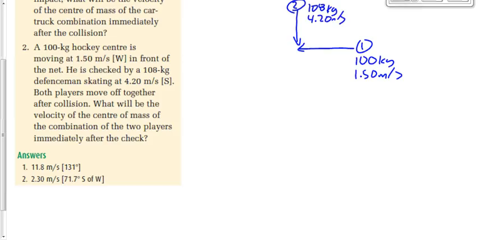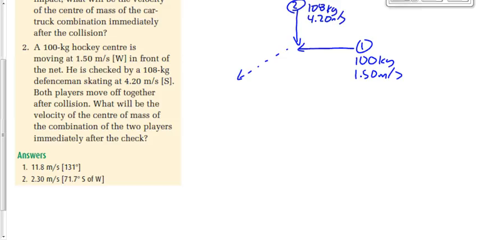They move off together after the collision. They embrace after the collision, and they head off as one. 2 hockey players hugging each other after this collision, going off somewhere southwest. Where exactly? We don't know exactly. We'll figure that out in a second. But we know the general vicinity is going to be south and west. We want to know the velocity of the center of mass of these 2 guys.